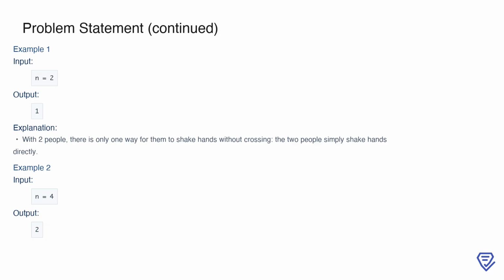When n equals 2, there are only two people in the gathering. Since they both need to shake hands, there's only one way for them to do so without any crossing, by shaking hands directly with each other. Therefore, the output in this case is 1.